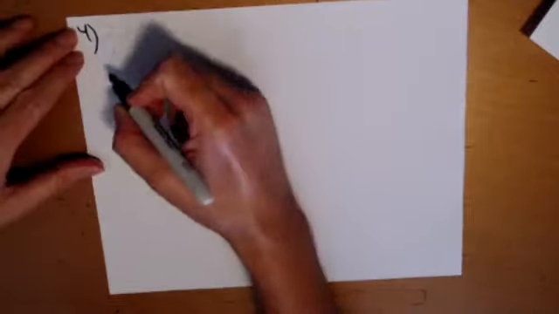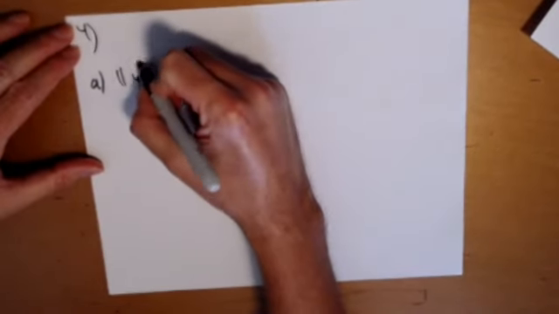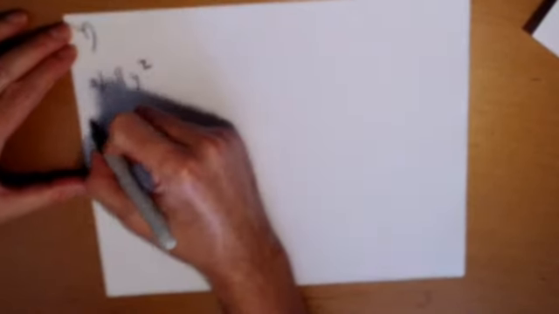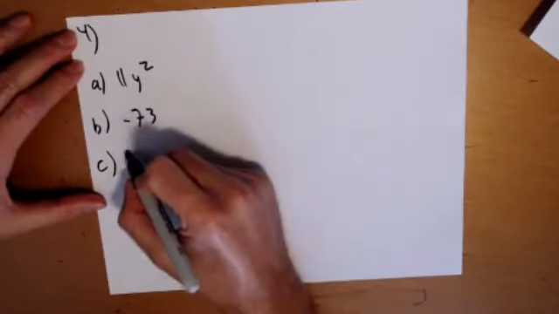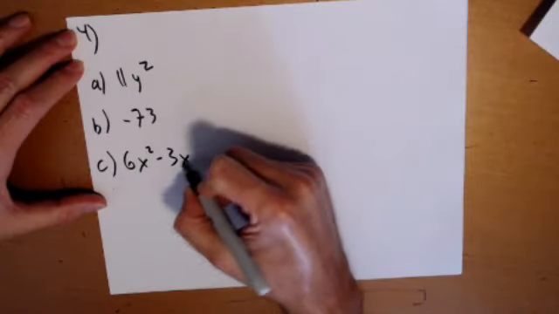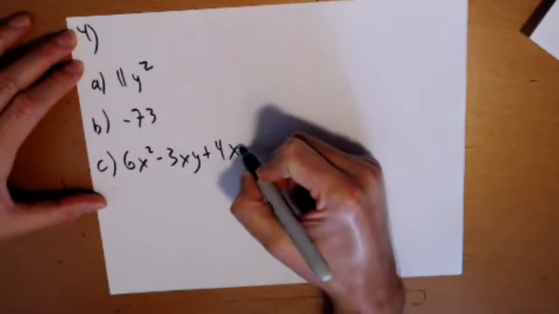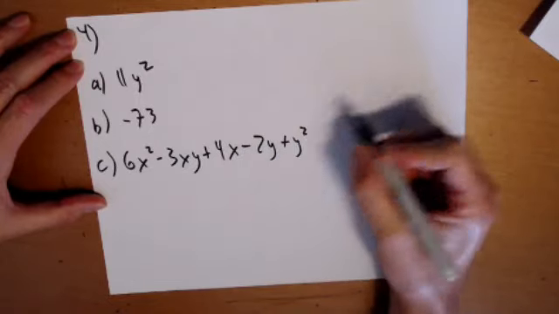Hey folks, on to chapter 5.1. Let's see. Start with problem number 4. They want us to determine if the polynomial is monomial, binomial, trinomial, or polynomial, then indicate the degree. Okay. A, 11y squared. B, negative 73. C, 6x squared minus 3xy plus 4x minus 2y plus y squared.